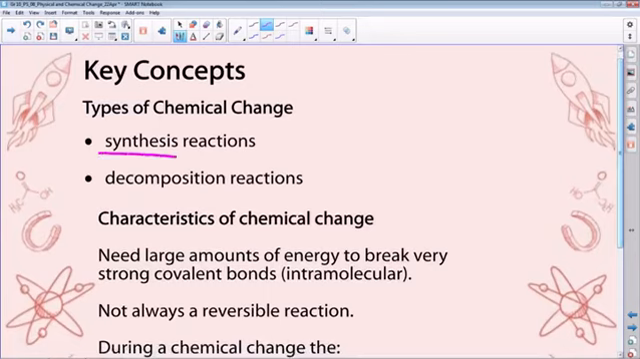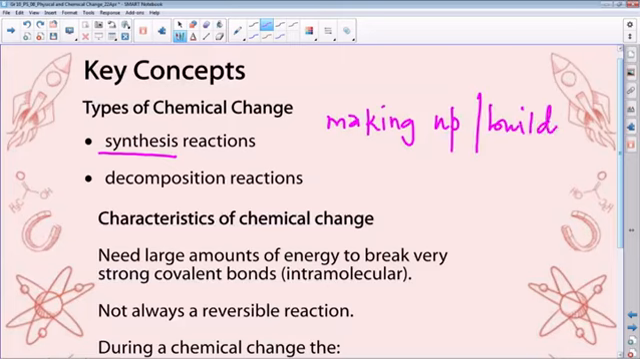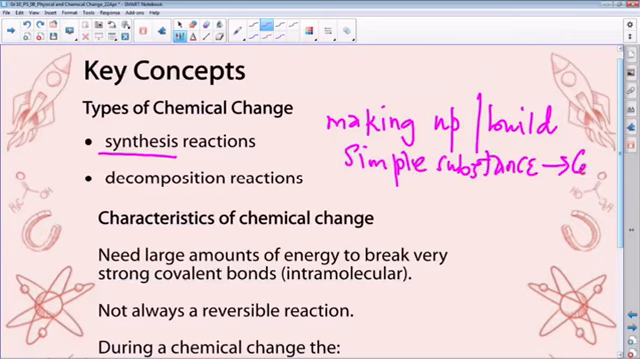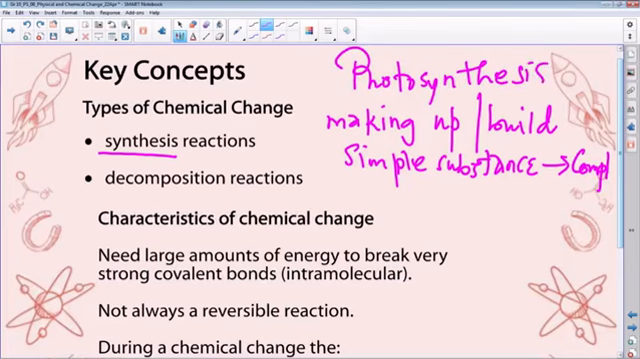The first one is synthesis. Synthesis has a lot to do with making up or building, in the sense that we have simple substances being converted to complex substances, to something which is more complex. You can think of it, for example, in terms of photosynthesis in your life sciences, just to integrate a little bit. In photosynthesis, it means synthesis, making up using light. So this is a typical example of a reaction which involves building up.